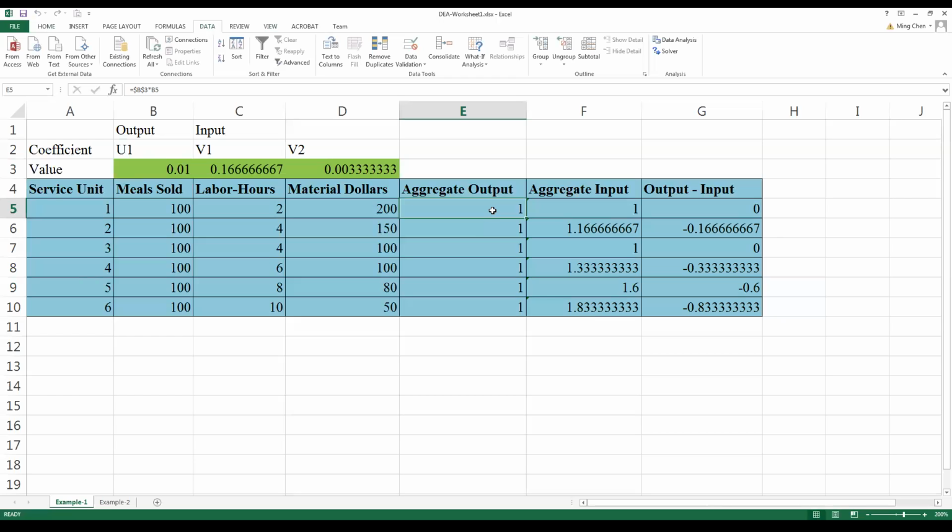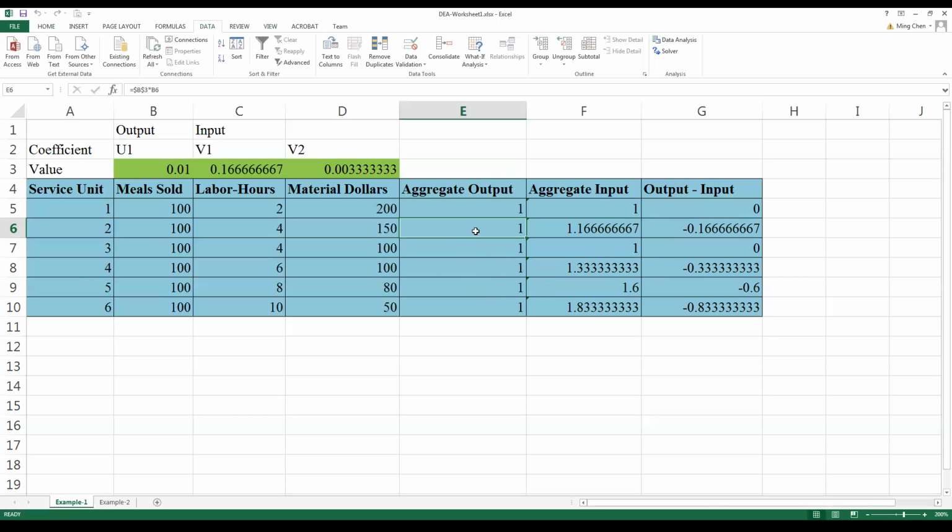So same example. How do we assess service unit 2? If I want to assess service unit 2, some people say it's 1 as well. Okay, that's not relevant. We have to repeat the process. If I want to assess the efficiency for service unit 2, I have to repeat the process. So in terms of filling the table, it's exactly the same.